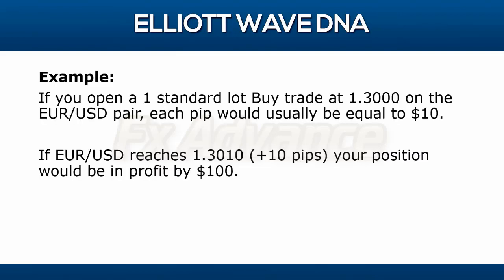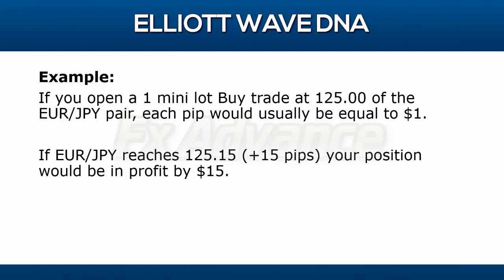For example, if you open a one standard lot buy trade at 130 on the Euro USD pair, each pip would usually be equal to $10. If Euro USD reaches 130.10, so a 10 pip difference, your position would be in profit by $100.